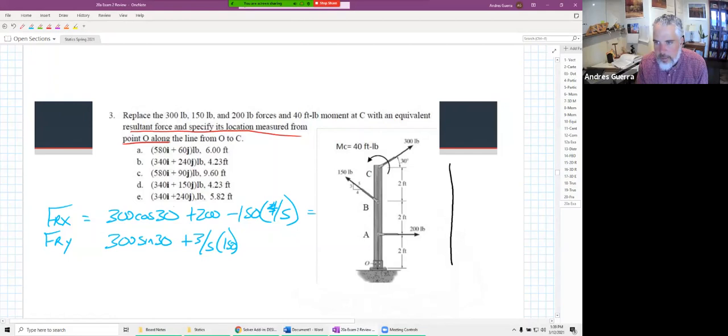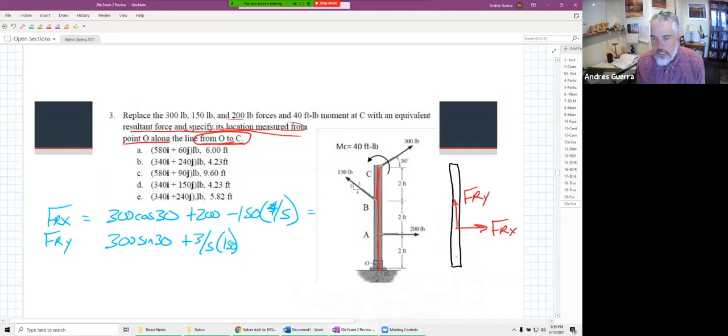Our equivalent system is going to look like this. And I think, let's see, F_RX is going to go to the right, I'm pretty sure, and F_RY is going to go up. They're asking us to measure where is that location measured from point O along the line from O to C. So they're telling us where to put the resultant force, right? O to C is that line there. So somewhere along here is going to be our F_RX and the F_RY.